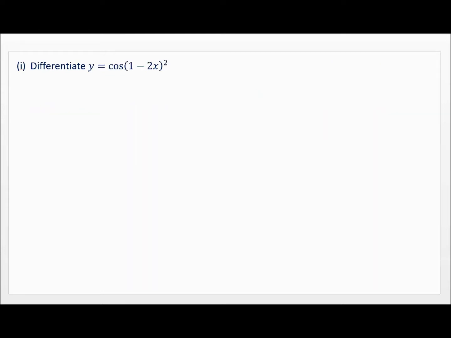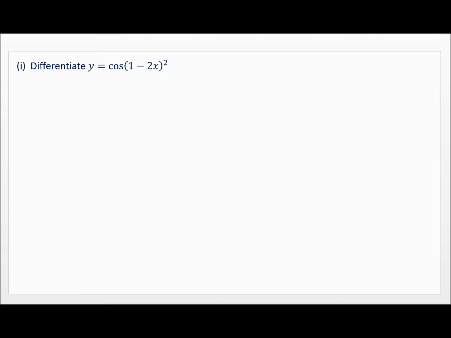So what about this problem? You want to pause it, try it, see how it goes. All right, so what's the inside? What's the outside? What in the world is being squared? Can you tell what's going on here?